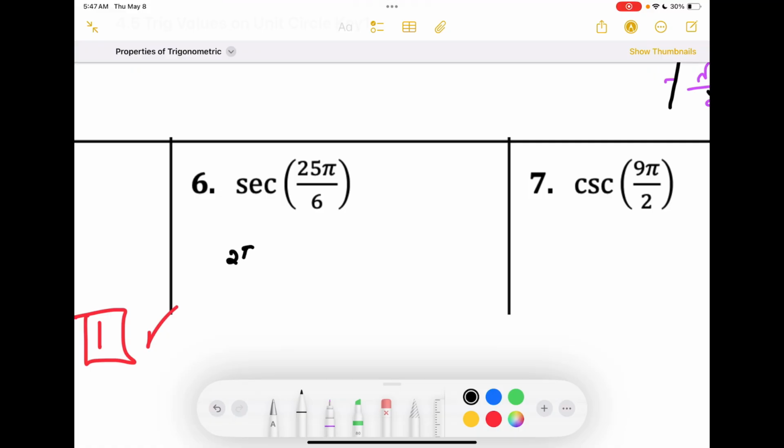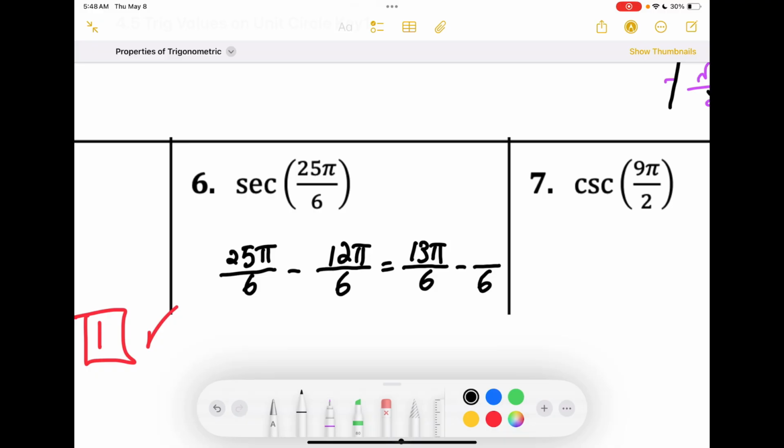Secant, what do we know? Wow, we say that 25 pi over 6 is not on my unit circle. Too big. I'm going to minus 2 pi because the denominator is 6. So 2 pi times 6 becomes 12 pi. So 25 minus 12 gives 13 pi over 6. Oh, I still got too big. 13 pi over 6 is not from the unit circle. What can we do? Continue. Minus 2 pi. Because the denominator is 6, so 2 pi times 6 will be 12 pi. So now you see that 13 pi minus 12 pi will be pi over 6.